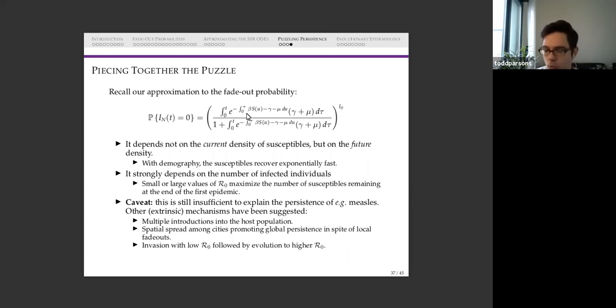which is giving them the opportunity to ride the rising tide and take advantage of the increasing susceptibles to start a second epidemic. So essentially this is the idea. What's happening is that the R naught maximization works. Although you have very few susceptibles with large R naught, you still have infected individuals. Those infected individuals get to take advantage of the increasing number of susceptibles at the end of the epidemic.